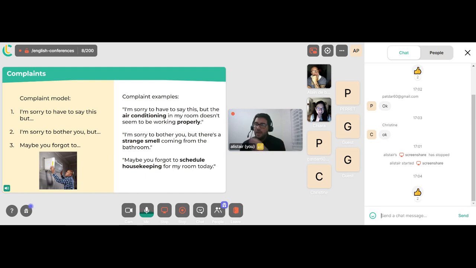The complaint model, maybe you forgot to. Okay, now this complaint model, it uses a sentence that allows, it's almost giving the member of staff the excuse for the reason why something's not right. Okay, so again, this is a very British thing. Maybe you forgot to schedule housekeeping for my room today. Now, we're going to have a look at some responses to these now, but some complaint models that are very polite and very possible to hear.